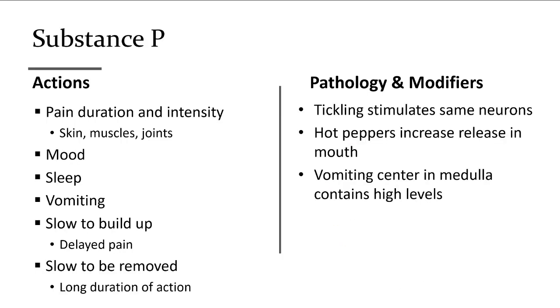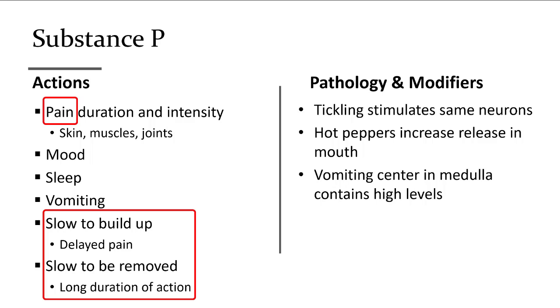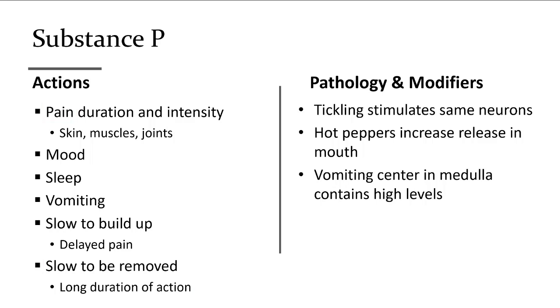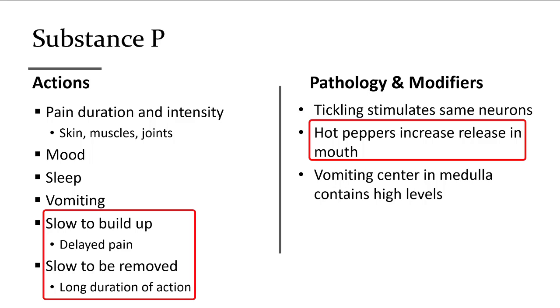Substance P is our first of those neuropeptides. It actually is released and it stays out until it degrades. And so substance P is associated with pain. It's also associated with vomiting. It's slow to build up. It depends on what neurons are releasing it, but pain is probably the most commonly associated thing with substance P. So it's pain duration and intensity. Hot peppers, for instance, cause the release of substance P in the mouth, and that's why it has this long, sustained release.